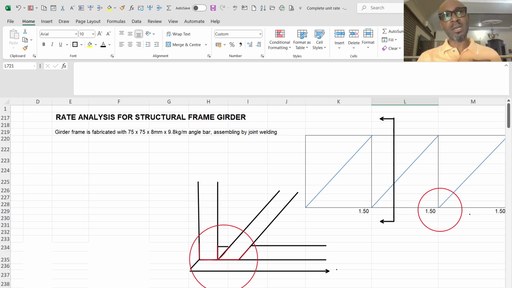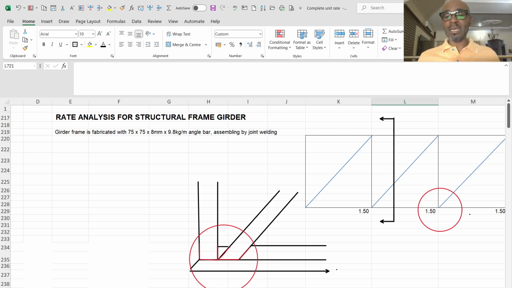The next cost item is the painting of this material, including wire brush or sandblasting. Then you apply the primer and the finish coat. The last stage is the installation of this fabricated material on site. So these are the stages of analysis you need to do before arriving at the cost per ton or per kilogram of your structural member.